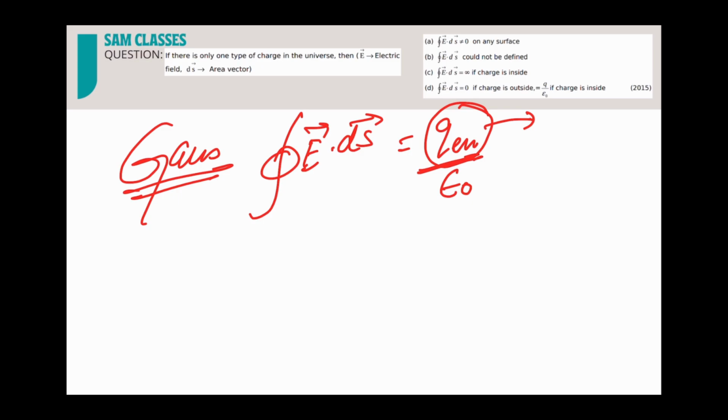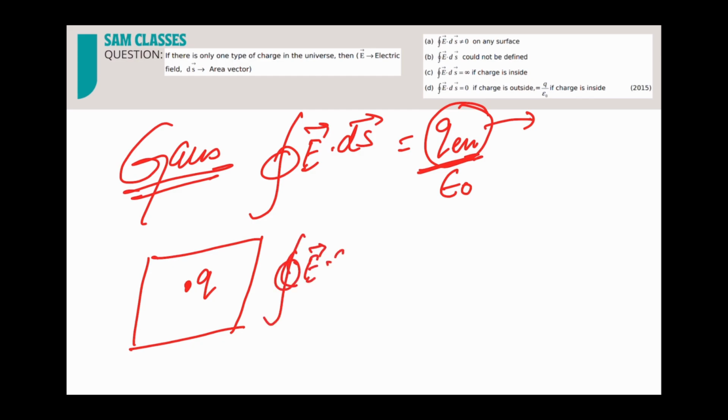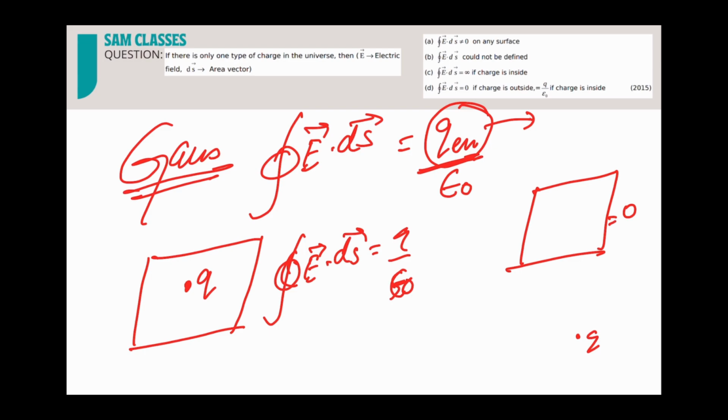So for any Gaussian surface, if some charge is inside, let's say Q charge is there, then the integration of E dot ds will be what? Q by epsilon naught. If some charge is outside the Gaussian surface, the charge enclosed is what? 0. So Q is 0. If Q is 0, then the integral of E dot ds will be 0. That's it. So there is nothing to be worried about what kind of charge it is. So let's see all the options.